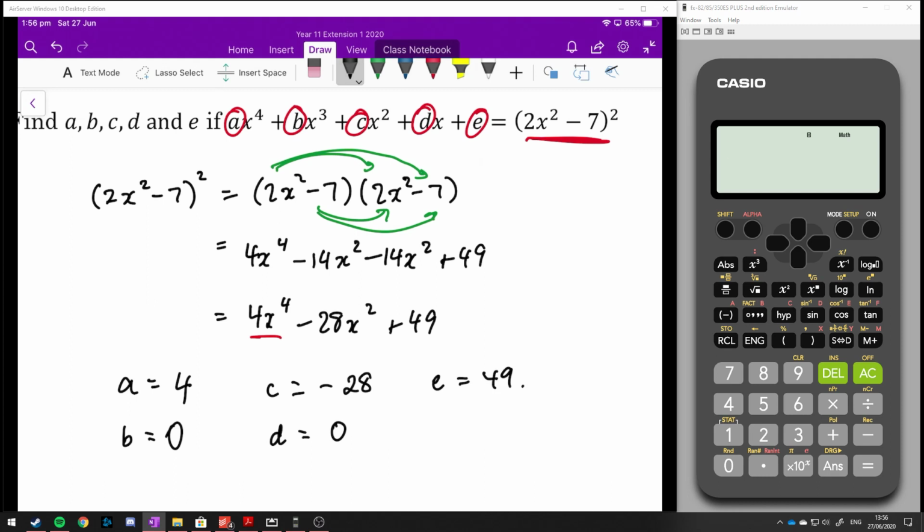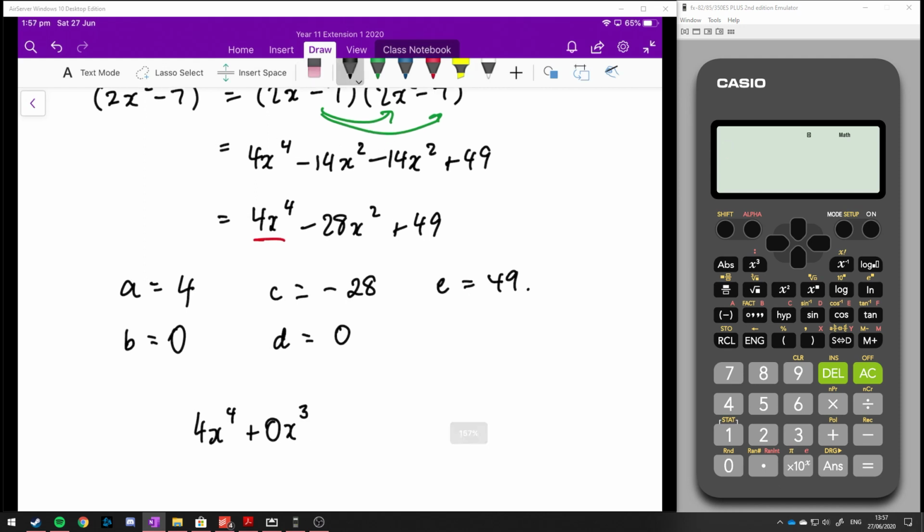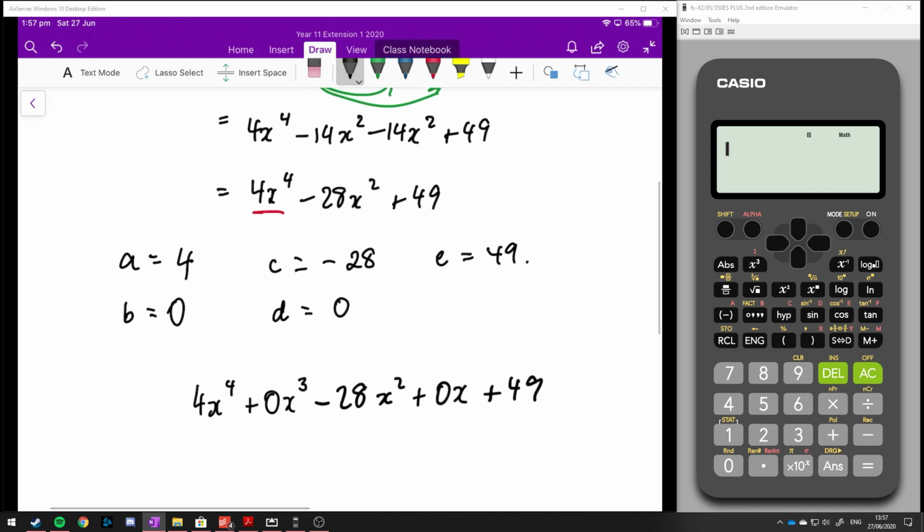If I was to put those back in, we would get 4x to the power of 4 plus 0x cubed plus minus 28x squared plus 0x plus 49, like that. And that would be the whole polynomial. You don't have to do that, because all we're doing is identifying it, but that is what it would be equal to if we were to substitute those back in.